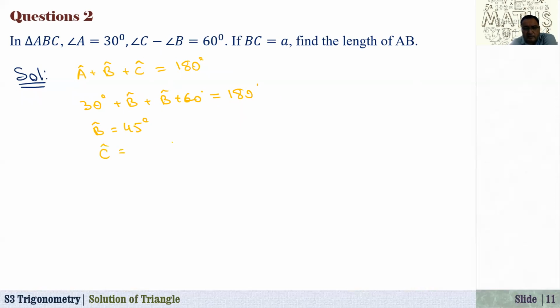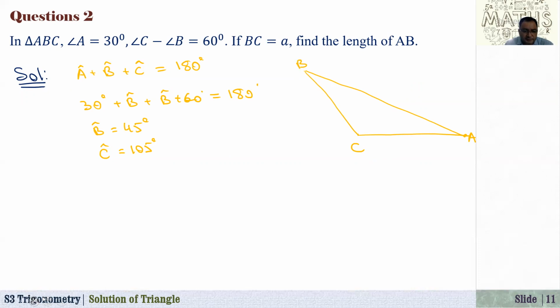Now what is angle C then? Angle C is 45 plus 60. That's equal to 105 degrees. So if BC equals a, find the length of AB. Now actually our triangle is something like this. Let's say this point, this one is angle C, this one is angle A, so vertex A, and this one is vertex B.